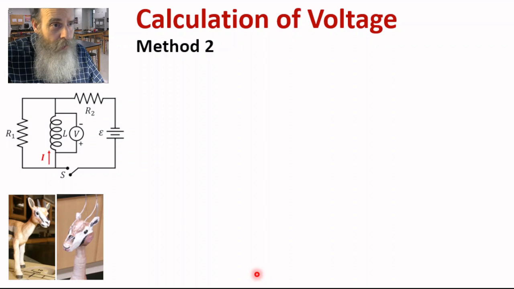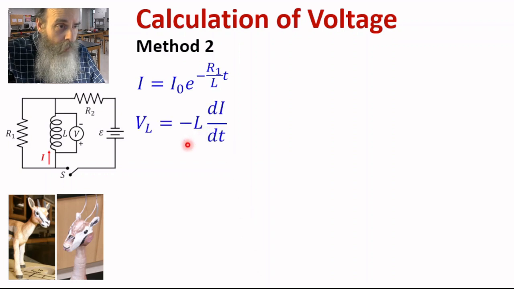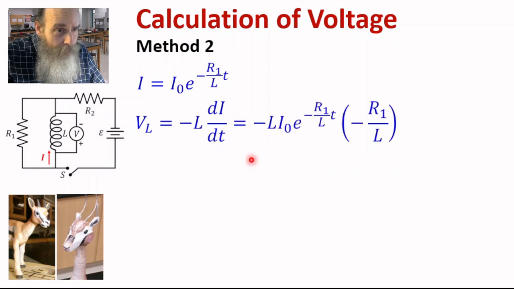Let's look at method 2. I is I0 times e to negative R1 over L times T. VL is negative L di by dt. So just differentiate this thing with respect to T. So negative L times I0. Differentiate this exponential with respect to negative R1 over LT, and we get e to negative R1 over LT. Then differentiate negative R1 over LT with respect to T.